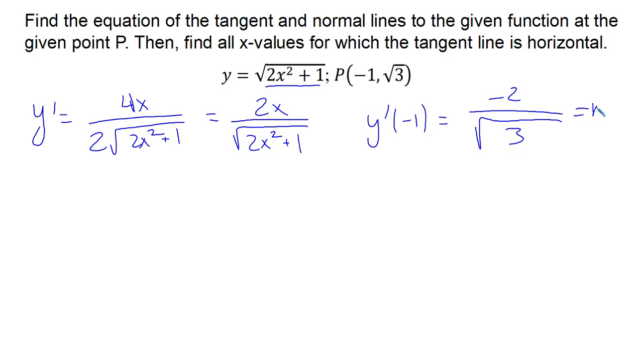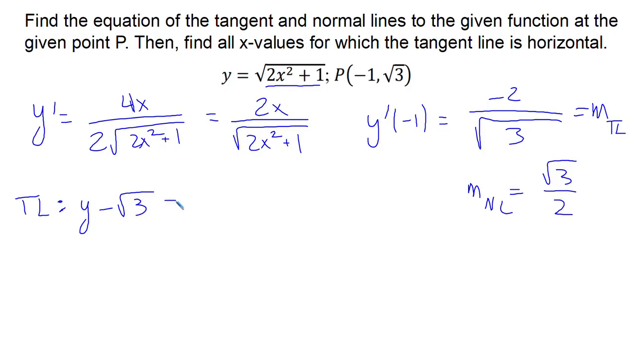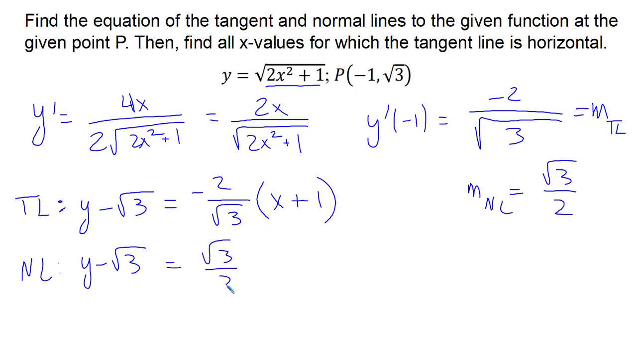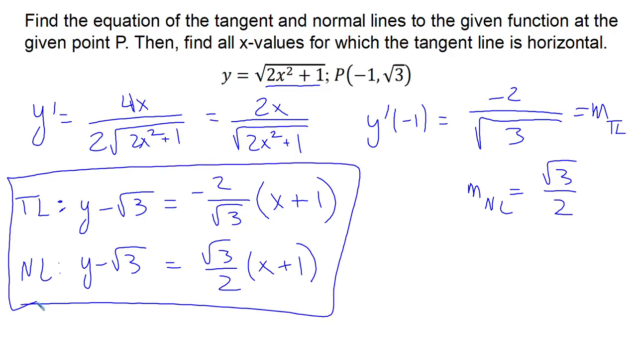Right? And that's the slope of our tangent line, which means that the slope of our normal line is just going to be the opposite reciprocal of that, positive root 3 over 2. So as we write those two equations, the tangent line will be y minus our y value of root 3 equals -2 over root 3 times x minus -1, which would just be x plus 1. Then our normal line will be y minus root 3 equals positive root 3 over 2 times that same x plus 1, using that same point, just with the normal line slope.